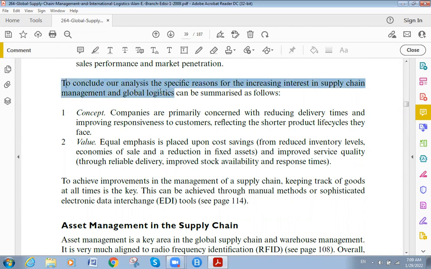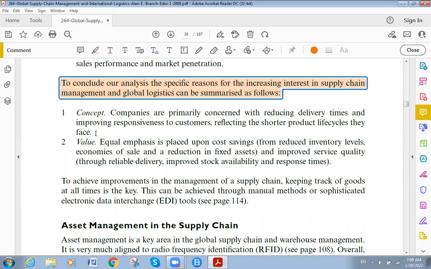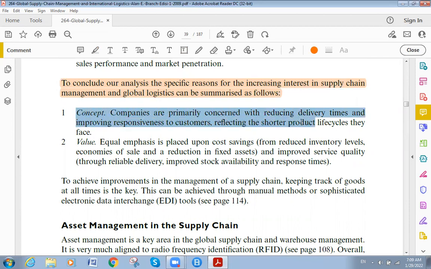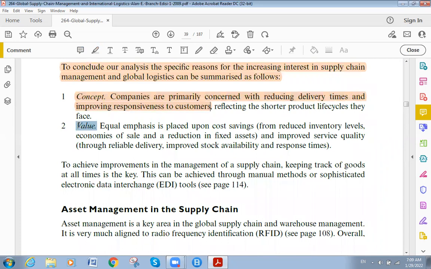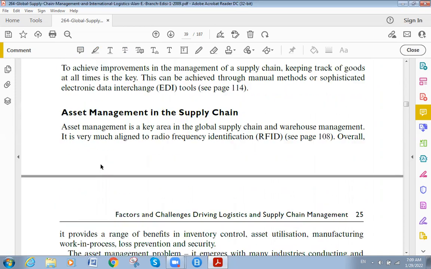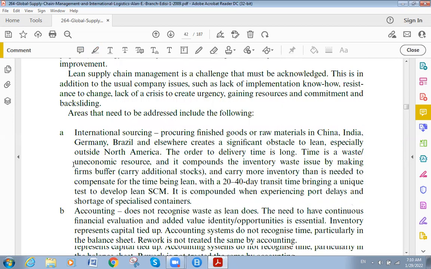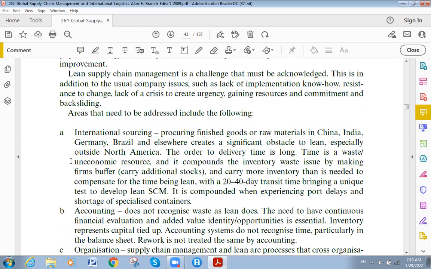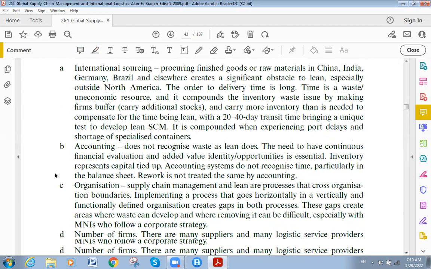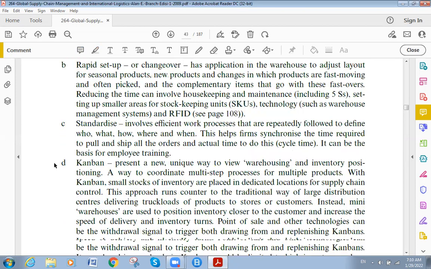So, to conclude our analysis for the increasing interest in supply chain management, first of all, the concepts. Companies are primarily concerned with reducing delivery time and improving responsiveness to customers. Value equals emphasis placed upon cost saving from reduced inventory. Those are the points which tell me why we need to make the supply chain better.